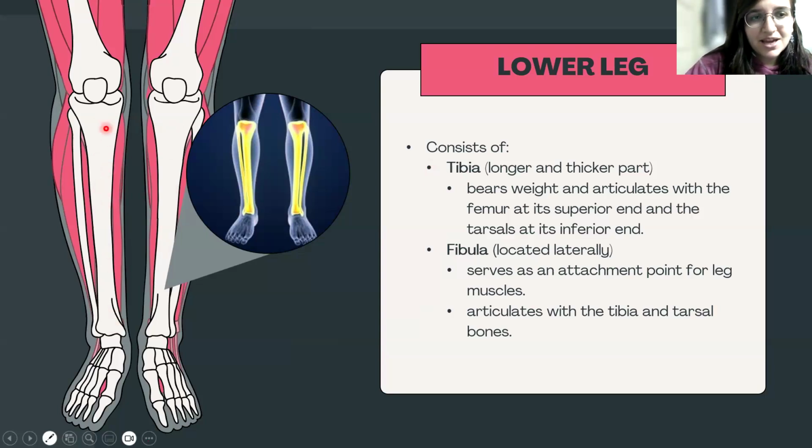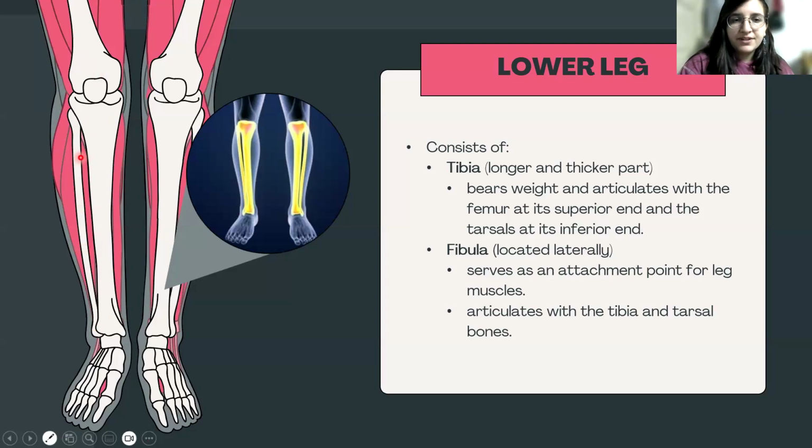Okay, and the tibia's function is again to bear the weight. We're standing on our feet, right? On our legs. So it bears the weight of our body. And at the same time, it also acts like a support for the femur, the thigh bone up there. Okay, so this is the tibia, the thicker part, and then you have the fibula, which is located laterally here.